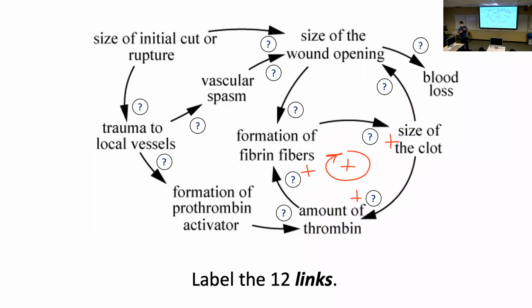That's a good thing, but you don't constantly keep forming scabs, or else you'd have scabs growing forever. So we also see another feedback loop up here, in which the size of the wound opening increases the formation of these fibers, which we know increase the size of the clot. But as you get a scab, the wound opening starts closing off. And so that ends up being a negative loop, a negative feedback loop up here.